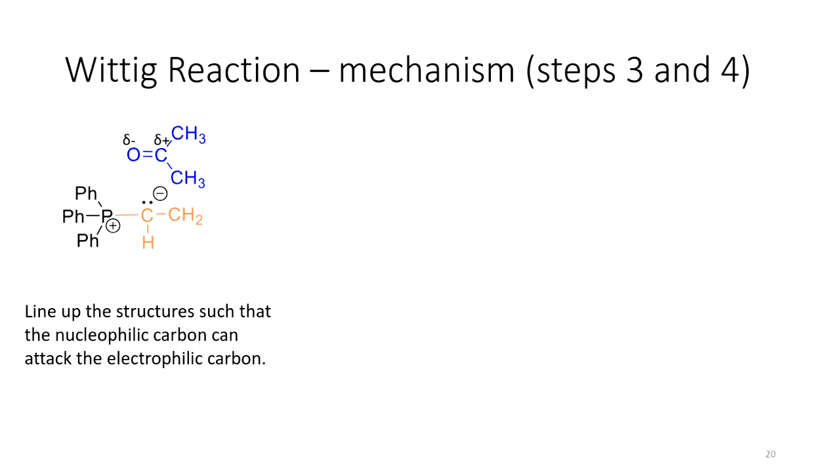We now have this carbon being nucleophilic, and we know that this carbon was already electrophilic. And I'm suggesting that you draw your structures to line up where negative is aligned with positive, because we know that in our arrow pushing for mechanism, the arrow is going to come from a region of high electron density going to an electron deficient region. So our nucleophile is going to attack our electrophile.